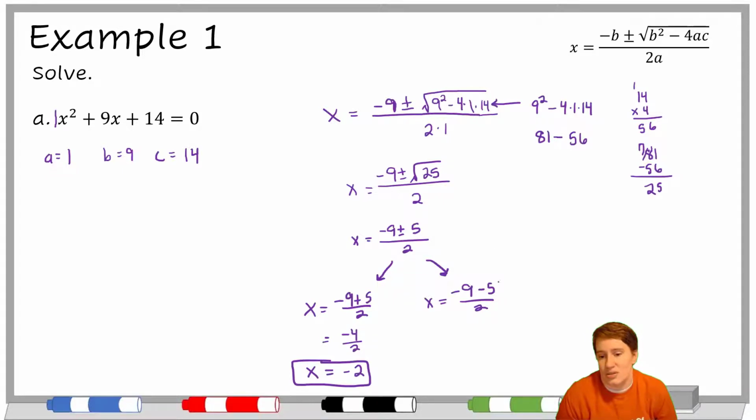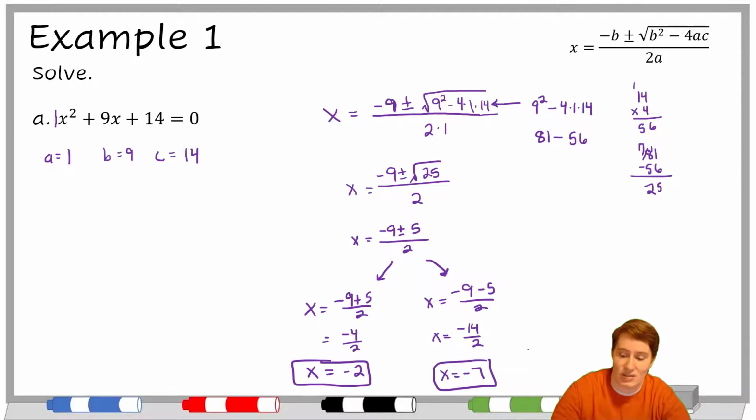The other answer, negative 9 minus 5, gives us negative 14. Negative 14 divided by 2 gives us negative 7. So our 2 answers are negative 2 and negative 7.